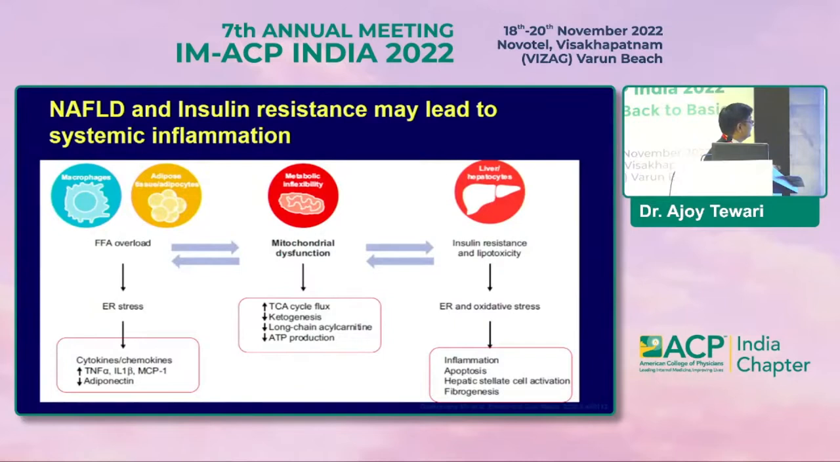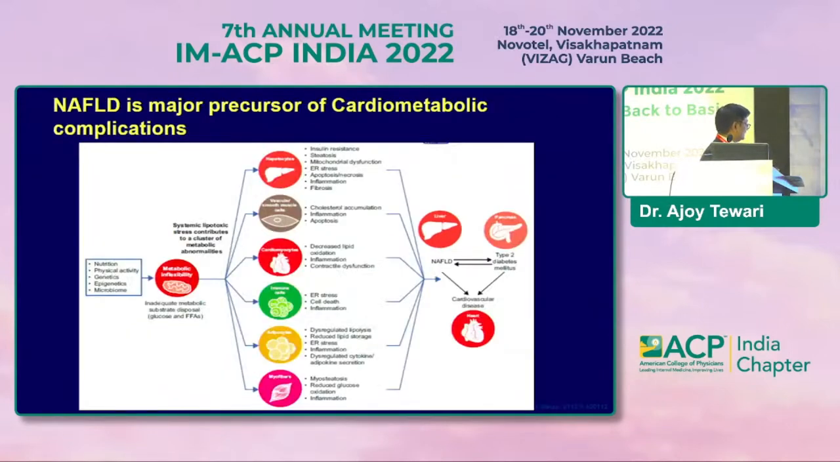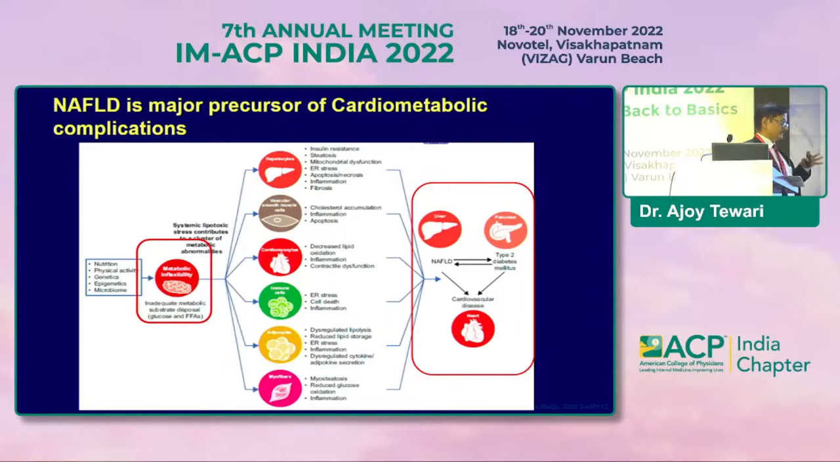So NAFLD and insulin resistance may lead to systemic inflammation. So we have a continuum all across the spectrum, and systemic lipotoxic stress contributes to a cluster of metabolic abnormalities, inadequate metabolic substrate disposal, that is both the glucose and free fatty acids, that contributes to the excess fat in the liver. And this is now what should be the thing: liver, pancreas, and cardiovascular disease. They are all intertwined, they are not separate modalities. We have to think they are all one.